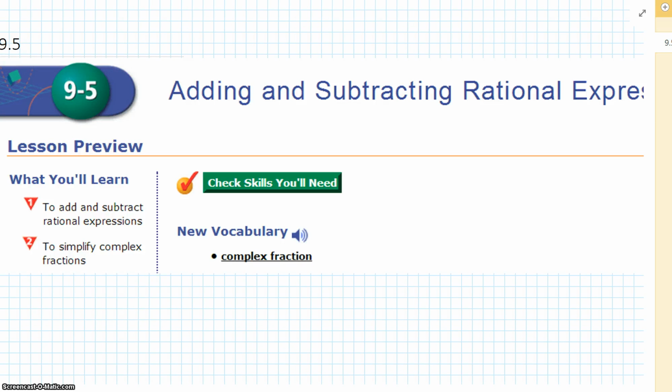Algebra 2, 9.5, adding and subtracting rational expressions. In this lesson, we're going to learn how to add and subtract rational expressions and to simplify complex fractions.